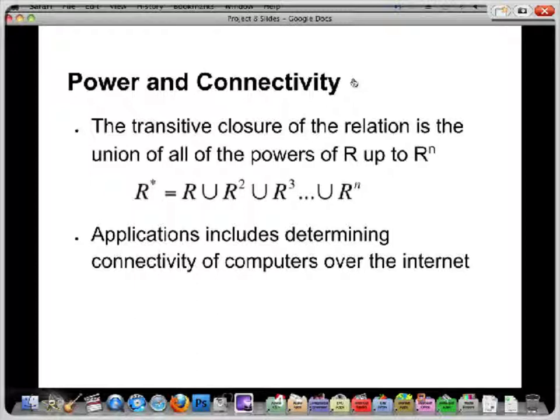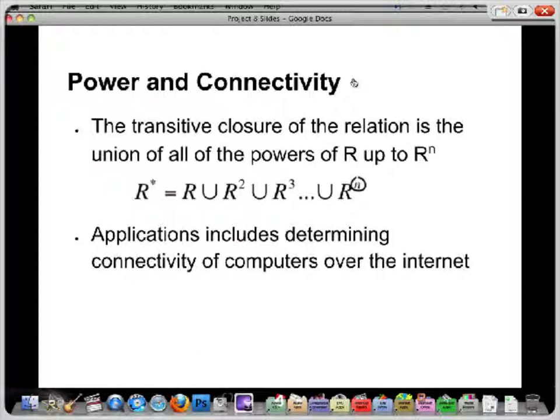So we're going to include every path that's distance or length 1, length 2, length 3, all the way up to the number of elements that are in a graph. And for one of the other videos on graph theory, they're going to talk about how the shortest path between two elements is no more than n. So we only have to include up to r to the nth power.